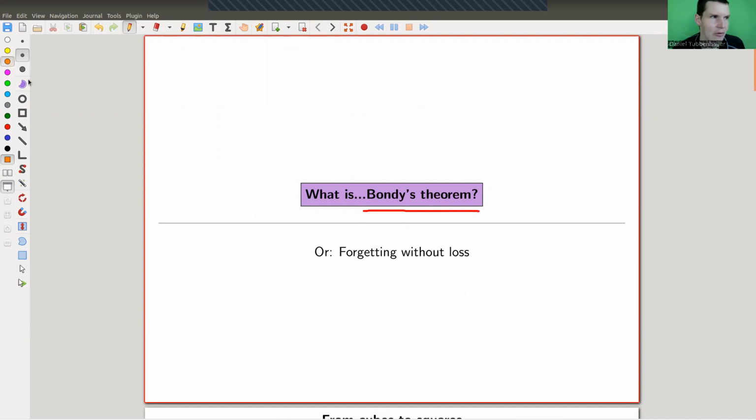And it's this idea or this observation that you sometimes can forget information without losing information, which is kind of a bit weird, but we'll see what it is.